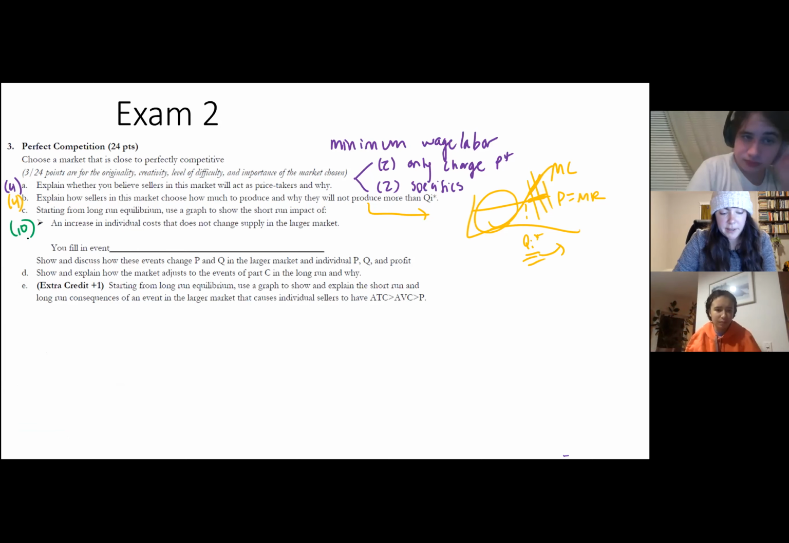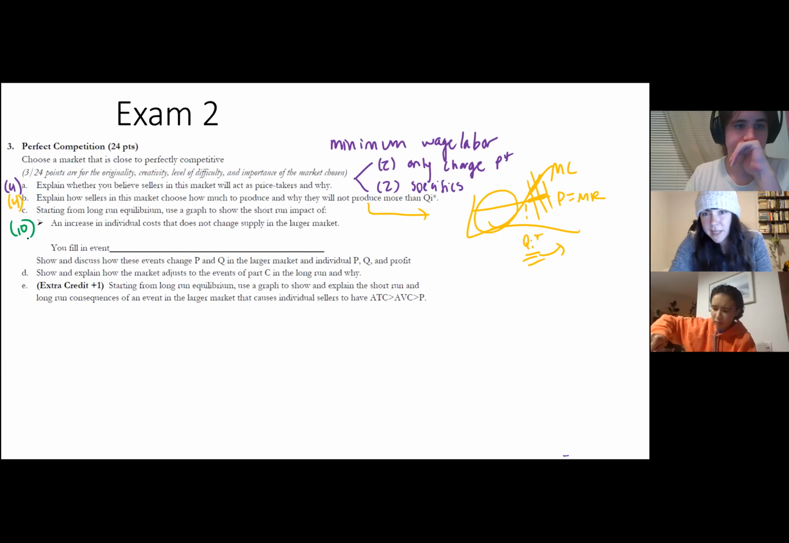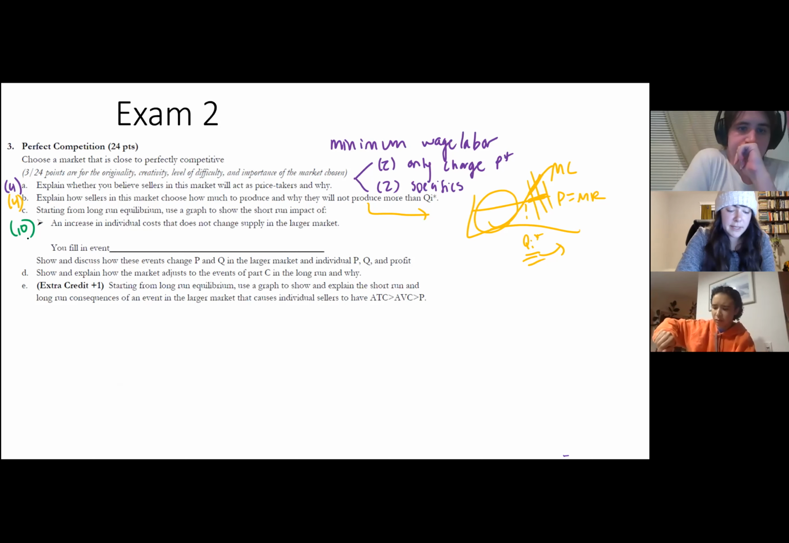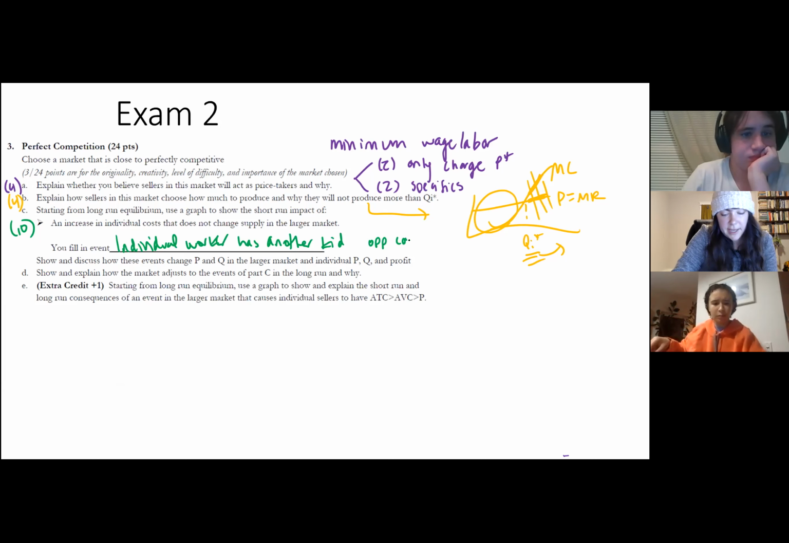So starting from long run equilibrium, use a graph to show the short run impact of an increase in individual cost that does not change supply in the larger market. So for me, this would be like the example we had in the practice exam, where the individual seller goes back to school. So let's say that the individual worker has another kid. That's going to make the opportunity cost of their time increase, maybe. It's going to make it harder to work for at least a while. Not going to change supply in the larger market because it's not a huge scale event.